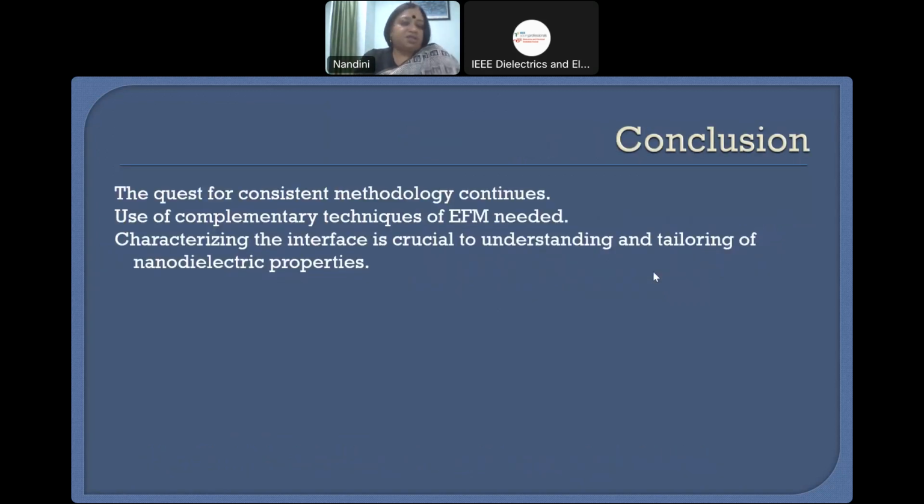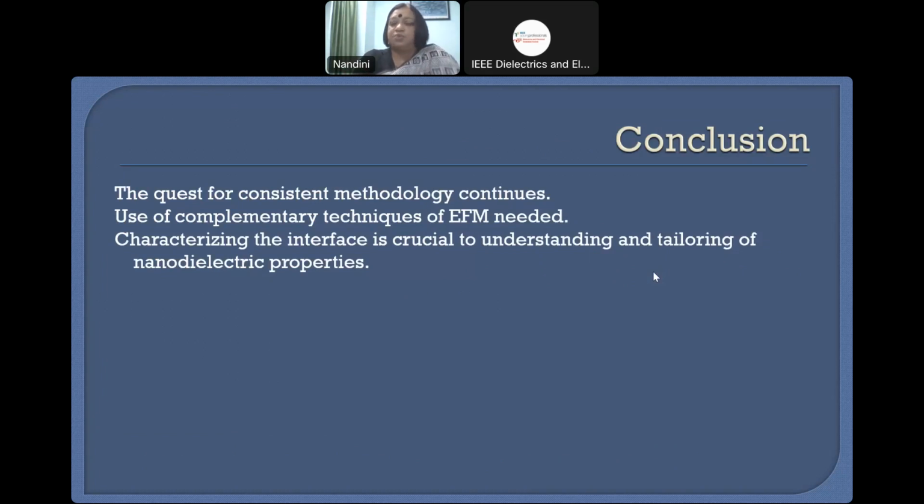But of course, we still need to do a lot more research to be able to come up with a consistent methodology. And it is quite evident that we have to use complementary techniques so that we can get a much better understanding and much better confidence in our estimates. So the quest for a consistent methodology continues.